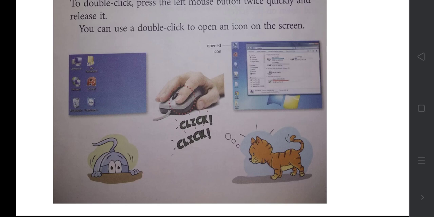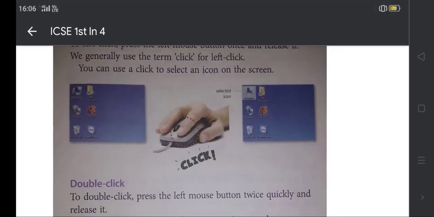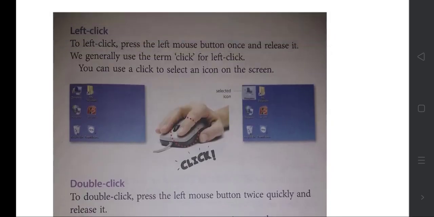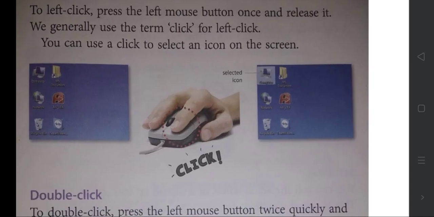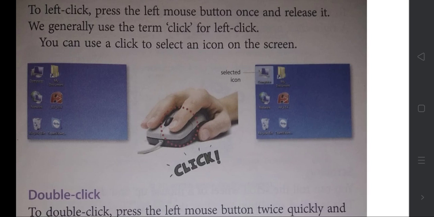We will continue the mouse actions now. See here, to left click, press the left mouse button once and release it. You can see a circle pointed here. We generally use the term click for left click, and you can use a click to select an icon on the screen. Just one click will open the program, that's it.